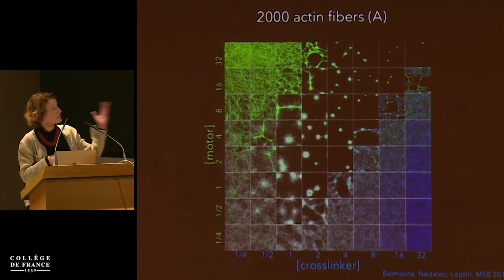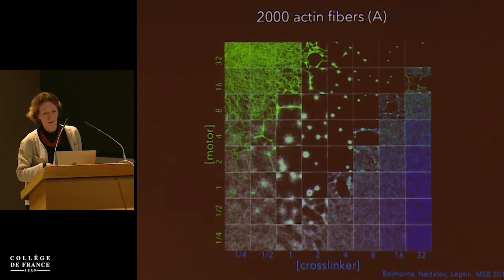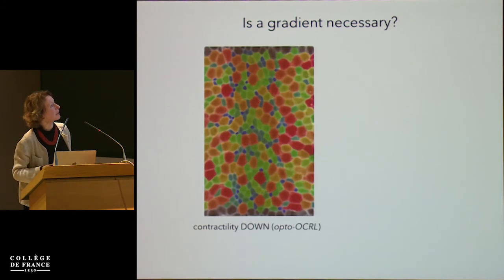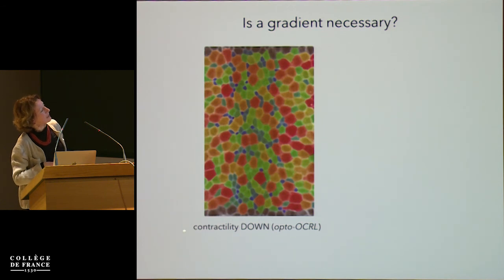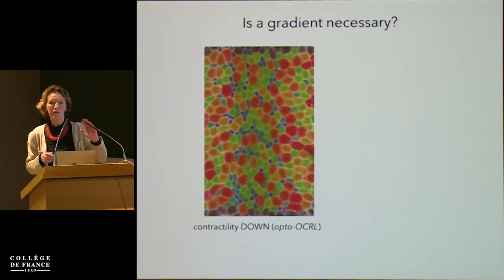So this is an in vitro, in silico model of actin meshworks, where we find that if you take actin fibers and titrate in crosslinkers or motors, if you shift from a certain concentration of motor versus crosslinker, if you lower them, you lose contractility. Yeah, 1 minute. Is the gradient necessary? Just a last quick point. We think it is. Here is what we see if we downregulate contractility in the movie I just showed you. We get salt and pepper. We don't get nothing. We get salt and pepper.